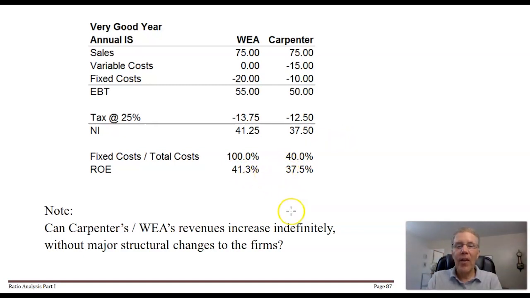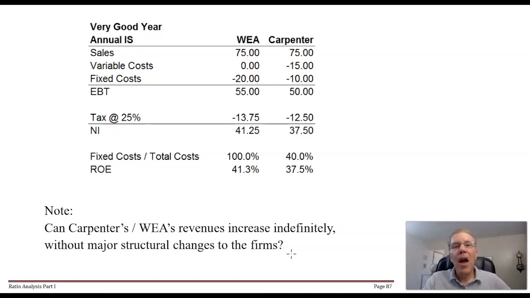Okay, so that's the story there. Let's see, we have another question down here. Can the Carpenter's and West End's revenues increase indefinitely without major structural changes to the firms? Well, as we've seen with West End, it pretty much can. I mean, after a while, when you're managing a lot of money, you have to take more people on to just spend time on the phone with the clients and things like that, but not too much.